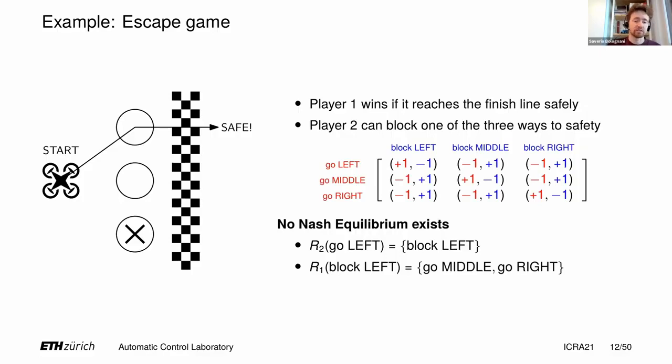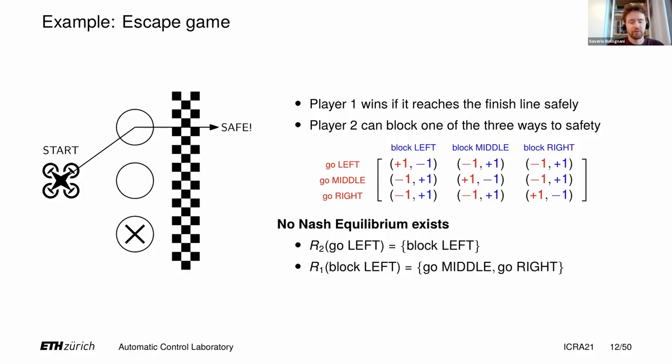There is no Nash equilibrium in this game, at least not in the way that we defined before, right? Intuitively, because there's clearly no solution that presents no regret for the agents. If you look at the math, it's because the reaction set to going left, of course, is to block left for player two, but the reaction set to blocking left is to go in any other direction which is not blocked. And this is true for any of the three paths, right? So there is no fixed point in these best response maps.